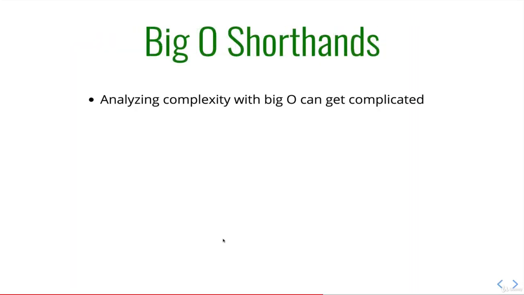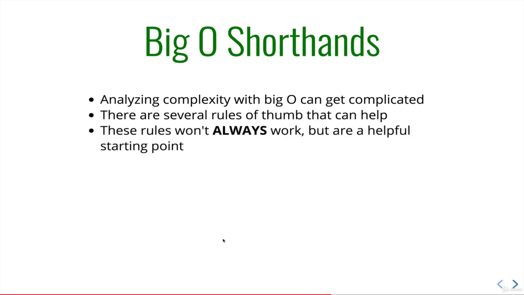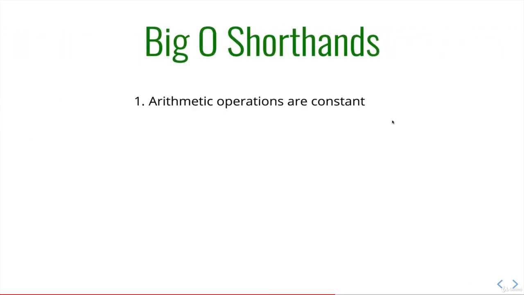So a couple things that you can keep in mind. When analyzing complexity with big O, things get complicated and you can nitpick and stress out about the individual details. But there are some rules of thumb, again, that can help. And they don't always work, but it's a good starting point. The first is that arithmetic operations are constant. So if we're adding something or subtracting or dividing and so on, that's going to be constant time.